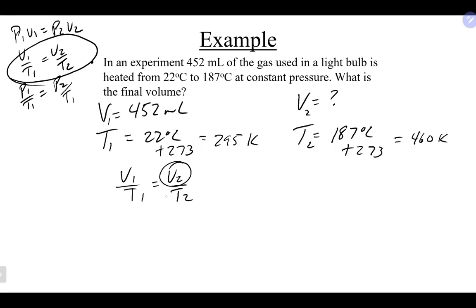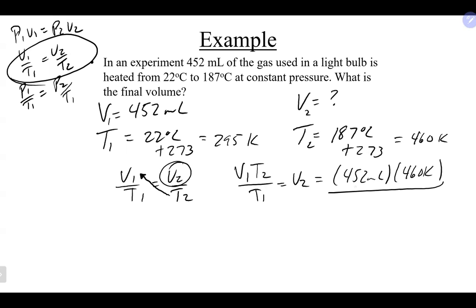To move T2 to the other side, we're going to multiply it. Basically it ends up in the opposite location of where it was. So that means V1 T2 divided by T1 equals V2. Putting in our numbers in the correct location gets us 452 milliliters. We've got T2 up on top, 460, and T1 on the bottom here, 295. That's going to cancel out our kelvins and leave our volume in milliliters. So 452 times 460 divided by 295 is going to give us something like 705 milliliters in this particular case.